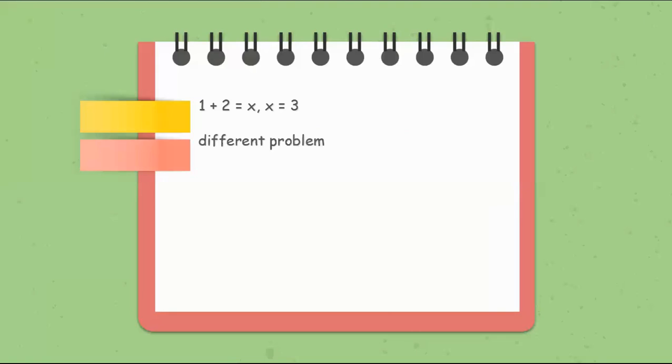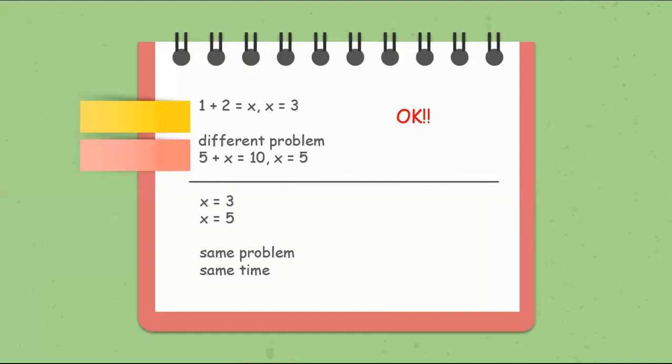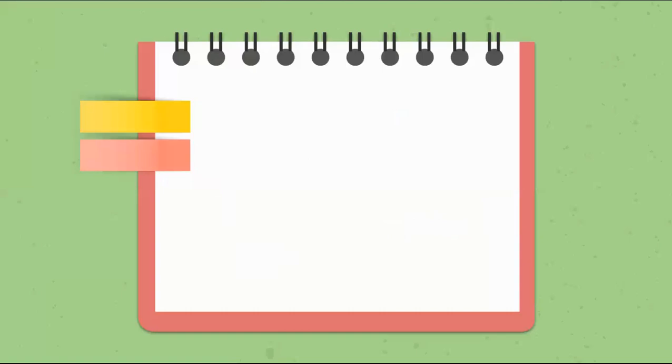Like if someone asked us to solve the equation 5 plus x equals 10, x must have the value 5 in this problem, because 5 plus 5 equals 10. So x, or any other symbol, can stand for different values in different problems. That's okay. But what's not okay is for a symbol to stand for different values in the same problem at the same time. If we look here, x stands for 3 and x stands for 5 in the same problem at the same time. It's wrong.